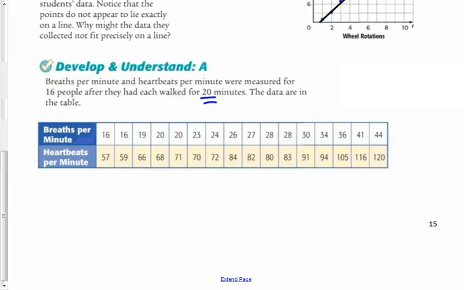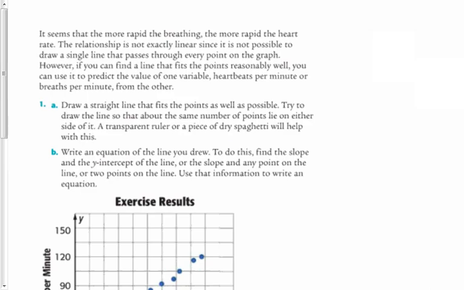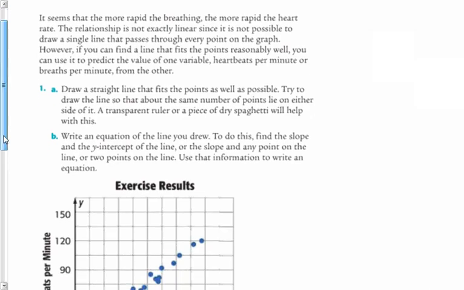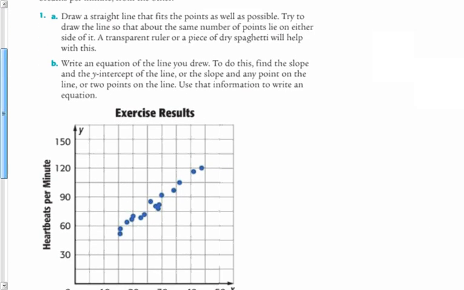Now, if you plot that data with breaths per minute on the x-axis and heartbeats per minute on the y-axis, you get a graph that looks like this. Now, there is a pattern here. Notice that these dots go in a line. It's just that they're kind of spread out a little. And since they kind of go up in a line, we can assume that there might be a linear relationship here. And what we're going to do is draw a line to represent those points.